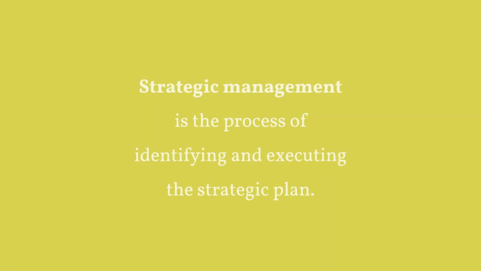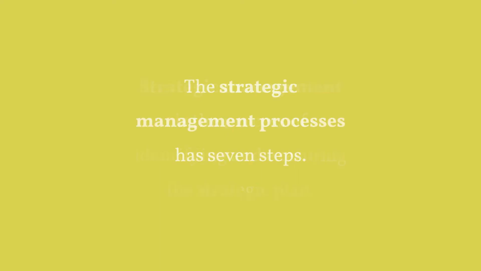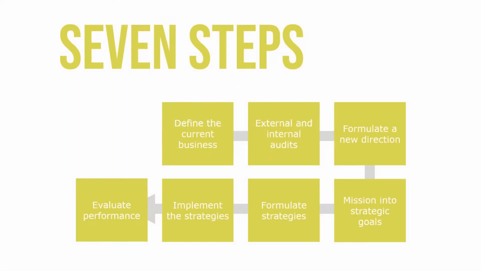Strategic management is the process of identifying and executing the strategic plan. The strategic management process has 7 steps. They're shown here, starting with defining the current business all the way through evaluating performance.